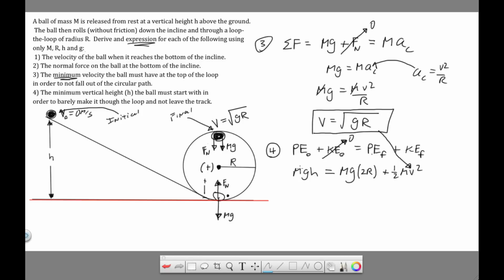So all the m's cancel. The m's drop out. So now we're left with gh. This m cancels too. gh equals 2gr plus, now I'm going to plug in for v here, the square root of gr, squared, over 2. So writing it out again, gh equals 2gr plus gr over 2. The g's drop out, and then h comes out as being 2.5r.